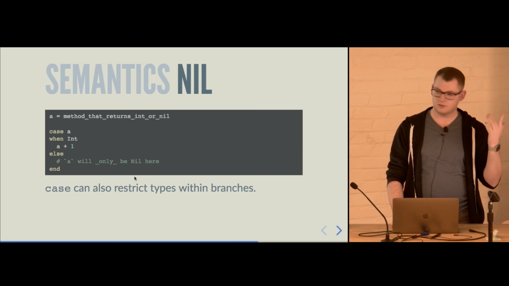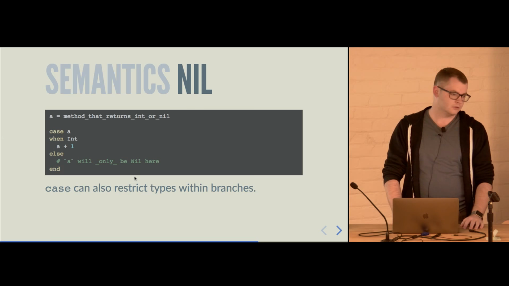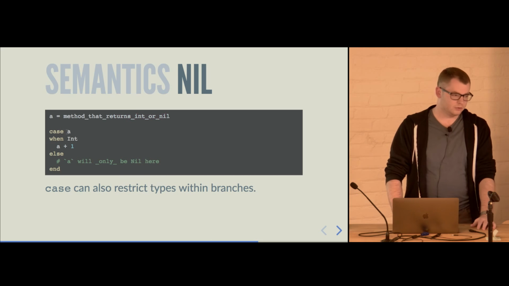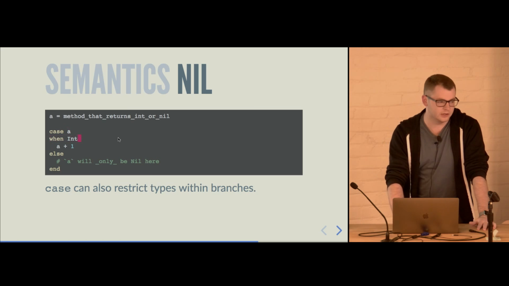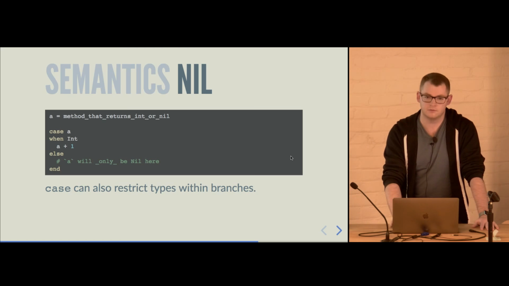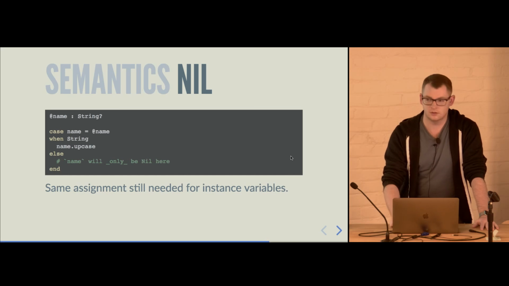All this also applies to case statements, so you can do the same thing. So here's a method that returns int or nil. It's a local variable, so I say case A, when it's an int, it's only going to be an int inside of there. Otherwise, A is only going to be nil there. And you can do that with however many whens you want. Same thing with instance variables, though. Got to assign to a local. So if you want to restrict the type, put it in a local, basically.